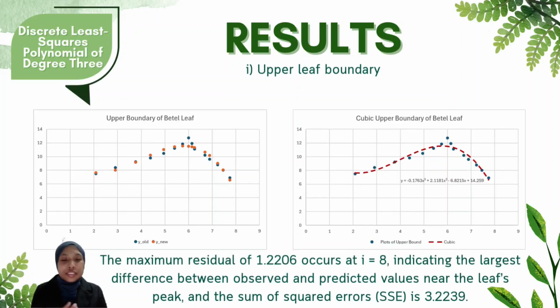Now that you have seen the graphs of the linear and discrete polynomial of degree 2, we're going to look at the discrete least squares polynomial of degree 3. This is the upper leaf boundary. As you can see, the line almost fits the actual points of the beetle leaf. The maximum residual of 1.220 occurs at i equal to 8, indicating the largest difference between observed and predicted value near the leaf's peak. The sum of squared errors is 3.2239, showing that most predicted points closely follow the fitted curve, as we can see in the graph.